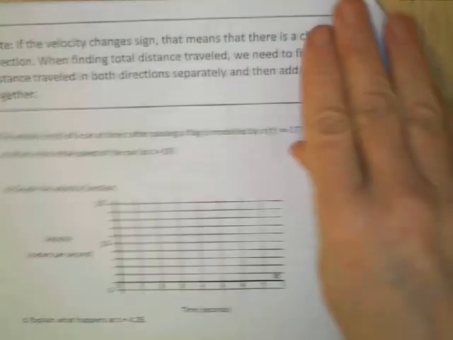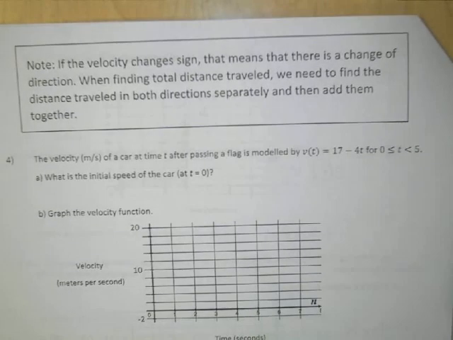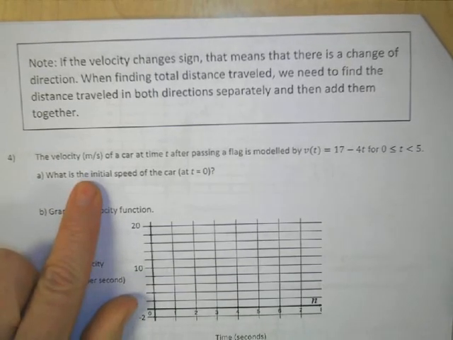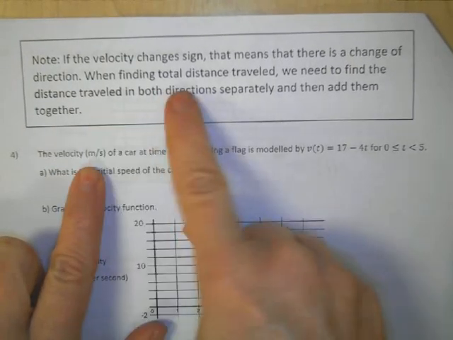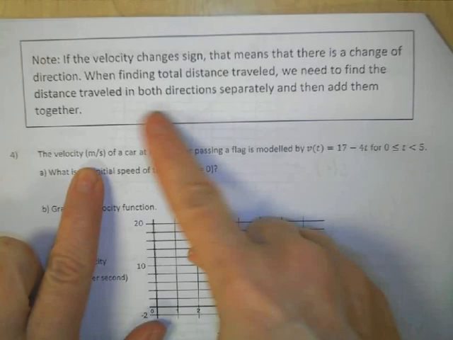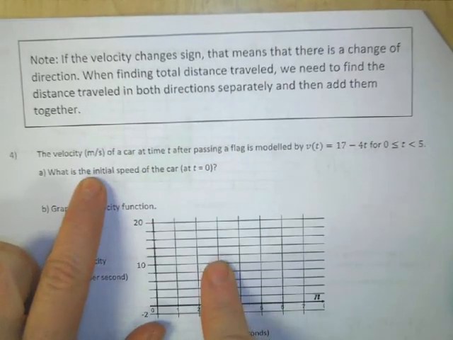Okay? Okay, now something a little new. If the velocity changes sign, in other words, you have a positive velocity and then it switches to being a negative velocity, that means there is a change in direction. Now this is an actual IB question. When finding total distance traveled, we need to find the distance traveled in both directions separately and then add them together. So you're going to see what that looks like here on this picture.